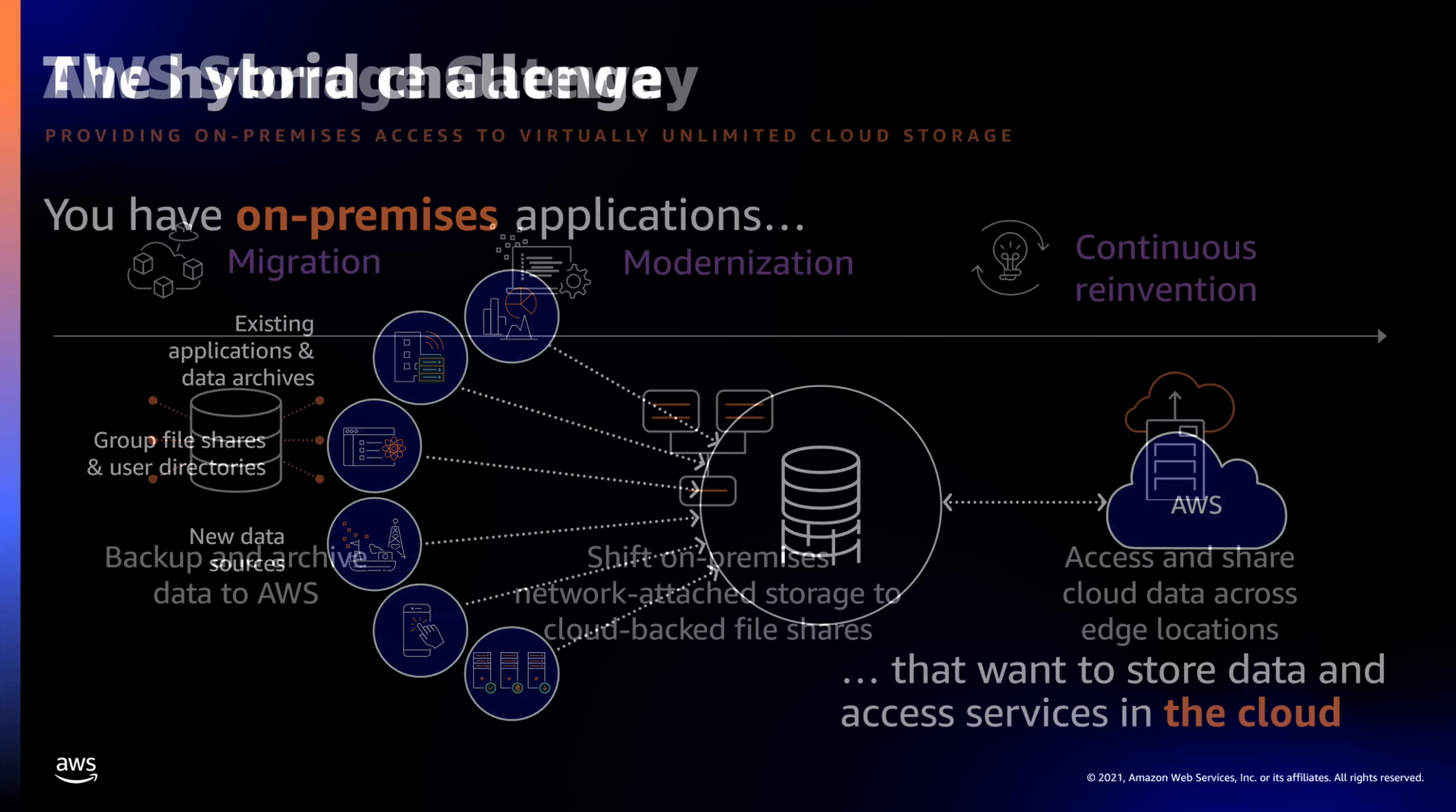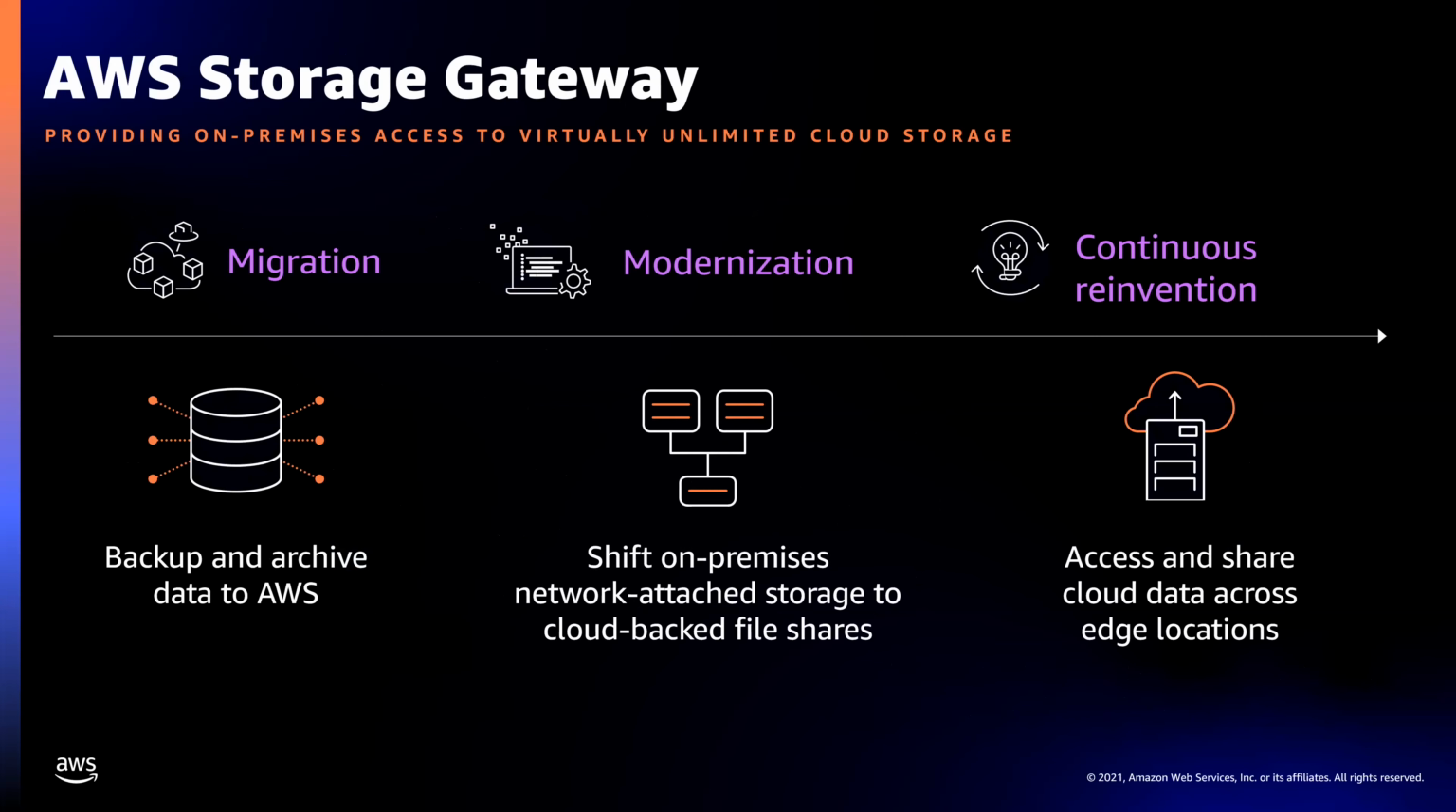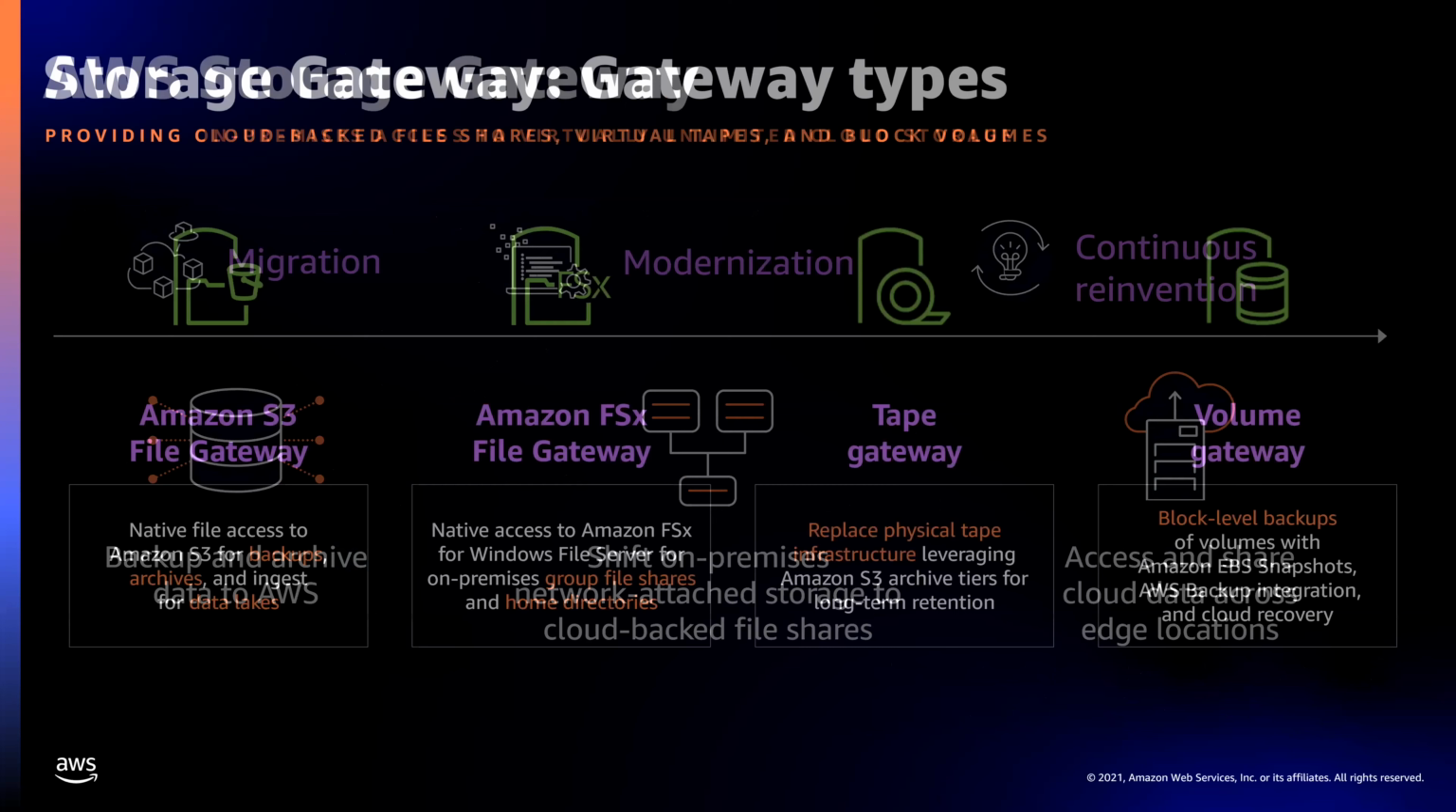Those avenues being things like migration. So being able to back up and archive data to AWS. Modernization, being able to shift those on-premise NAS devices or file shares to cloud-backed data storage that's virtually unlimited in the amount of storage that you can expand to. And then continuous reinvention, meaning you can access and share cloud data across your different edge locations. And so that's where we enter AWS Storage Gateway.